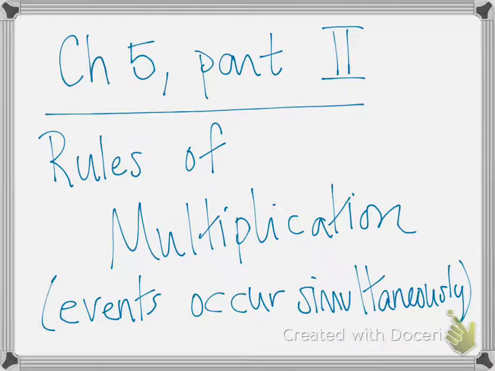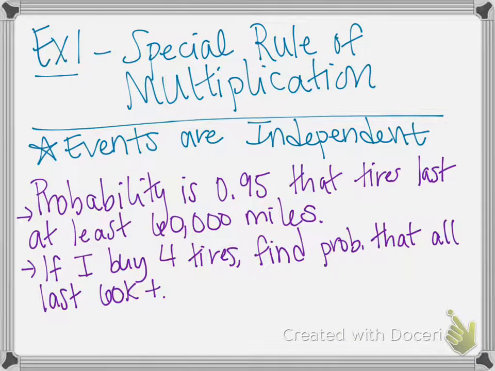They occur simultaneously. So for my first example, I'm going to use what's called the special rule of multiplication, and this is for events that are independent of one another. So this means that event A occurring has no effect on the probability that event B will occur. Okay, so let's suppose we have a tire company, and they have found that the probability that their tires will last at least 60,000 miles to be 0.95.